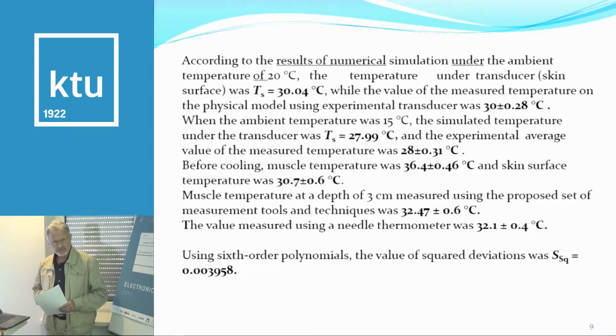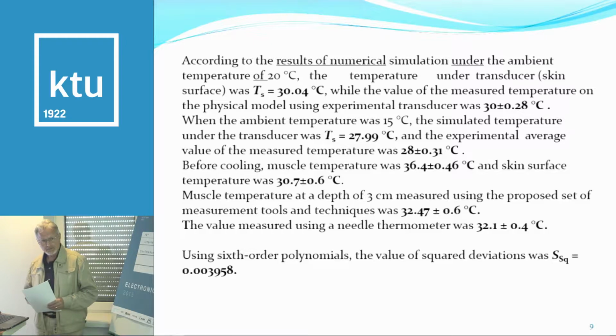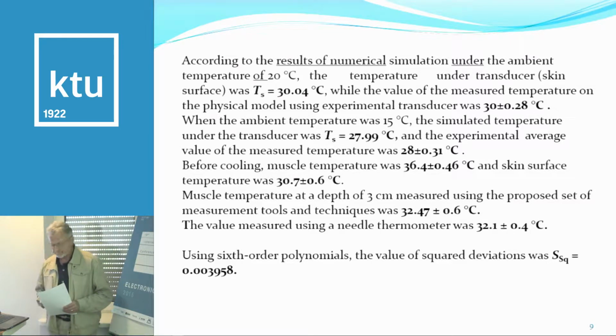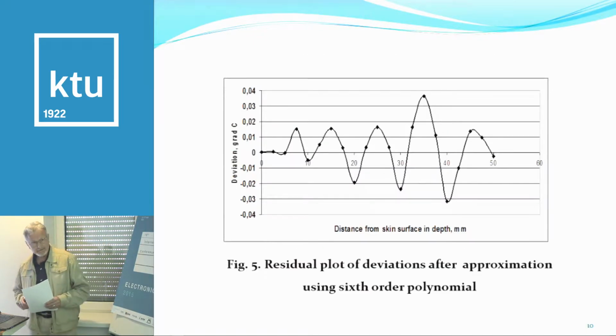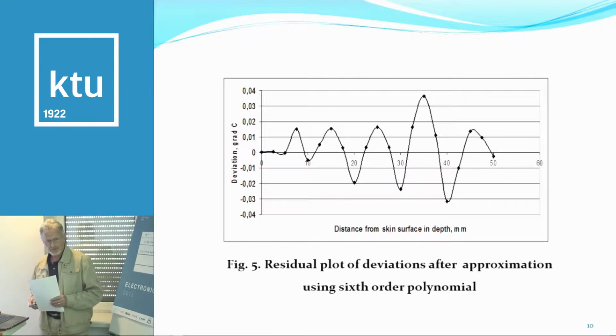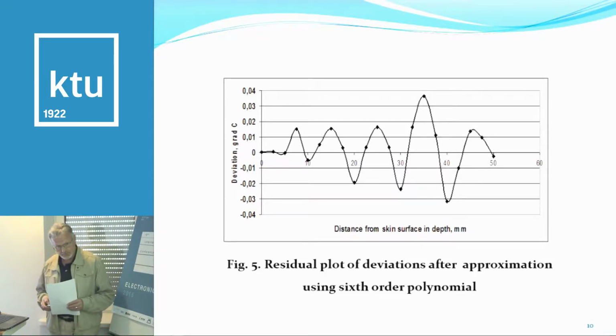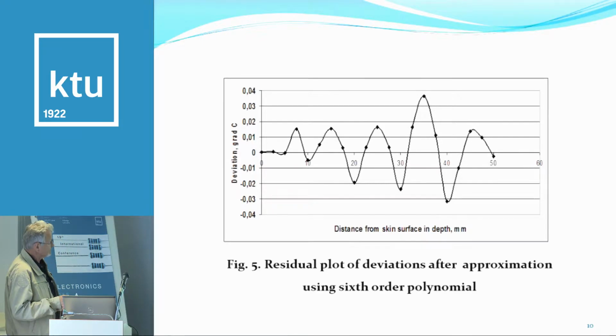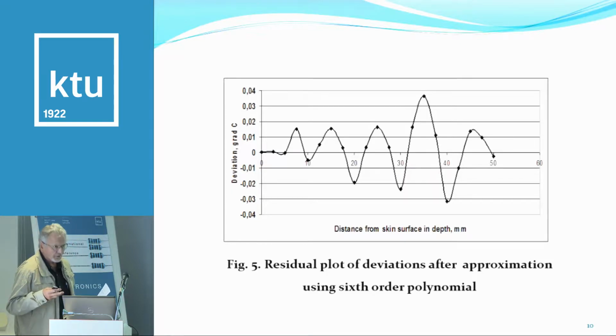Using these results of measurement, we can calculate the temperature in deep layers of muscle. We made a numerical experiment for approximation using different orders of polynomial, and for a sixth order polynomial we have this result, and for higher order polynomials there are no more exact results.